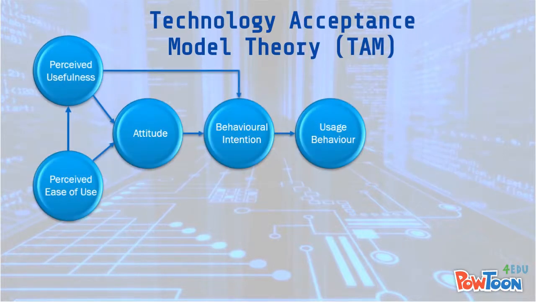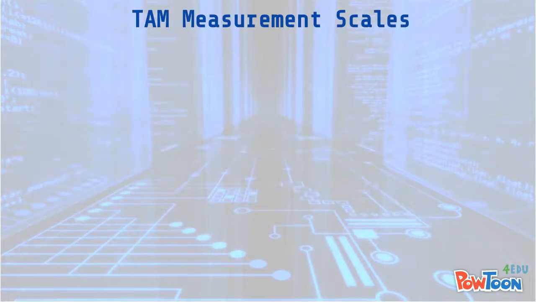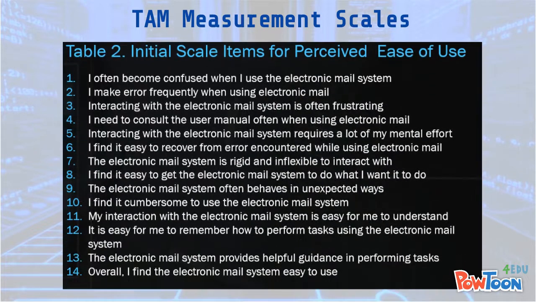TAM and its associated scale can be applied to situations where individuals are being introduced to a new technology or when they are asked to implement new digital tools into practice. So outlined are two scales, the TAM measurement scales. Table 1 is the initial scale items for perceived usefulness, and the second is the initial scale items for perceived ease of use. So these are the two outlined for what would define ease of use and what would define usefulness.